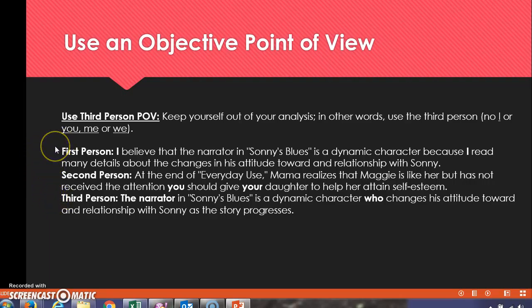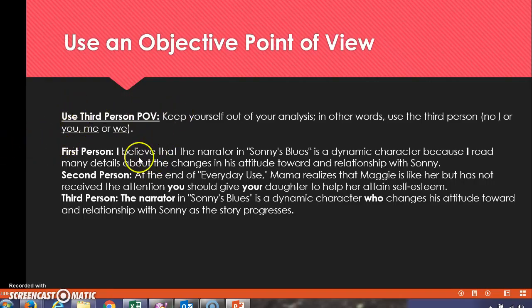The first one is first person point of view. When you're using first person point of view, you're using the word I, and you as a speaker are included in what you're writing. And here's an example of first person point of view. It says, "I believe that the narrator in Sunny's Blues is a dynamic character because I read many details about the changes in his attitude toward and relationship with Sunny."